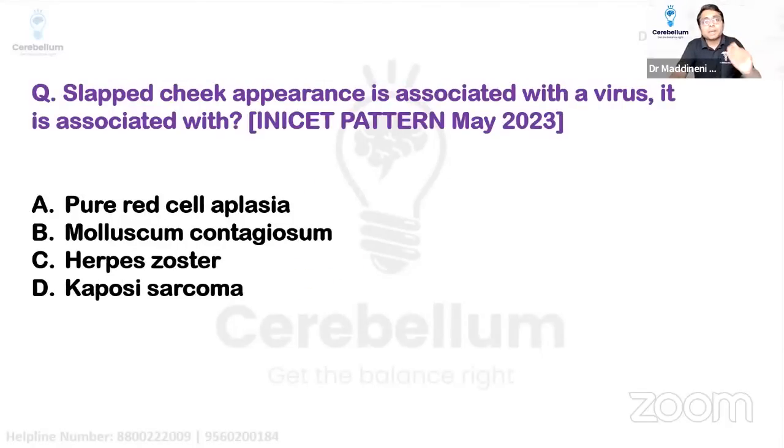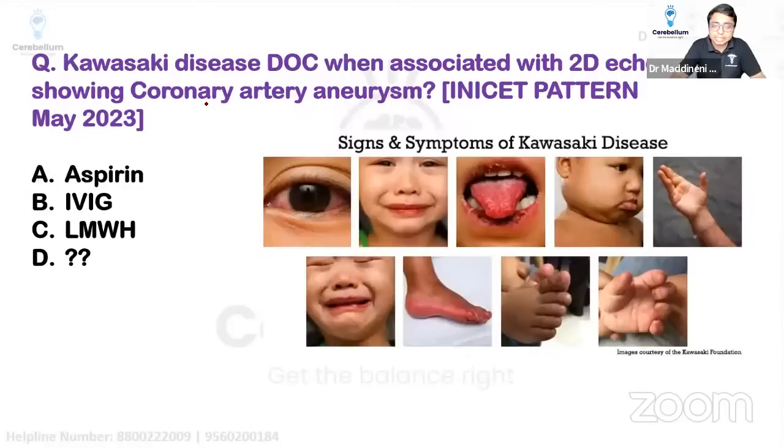Okay, slap cheek appearance is associated with the virus. This was the exact question which students told, it is pure red cell aplasia. I hope, and also an image was given, but since slap cheek appearance was already mentioned in the question, the answer is going to be very simple.